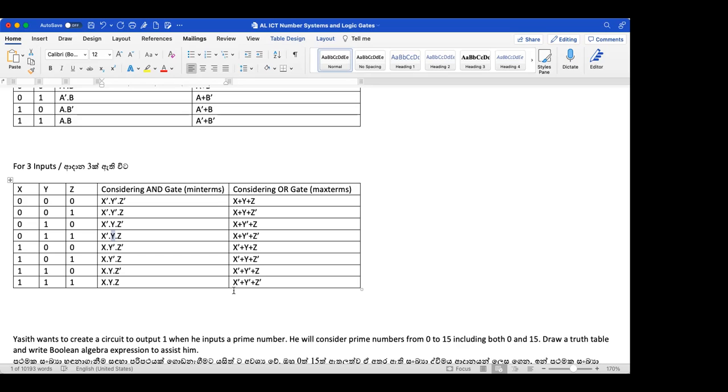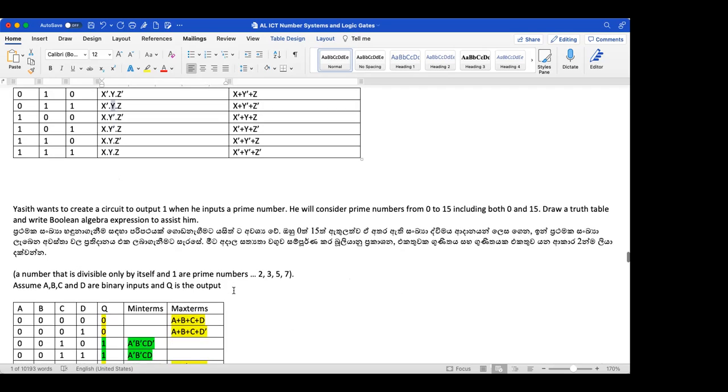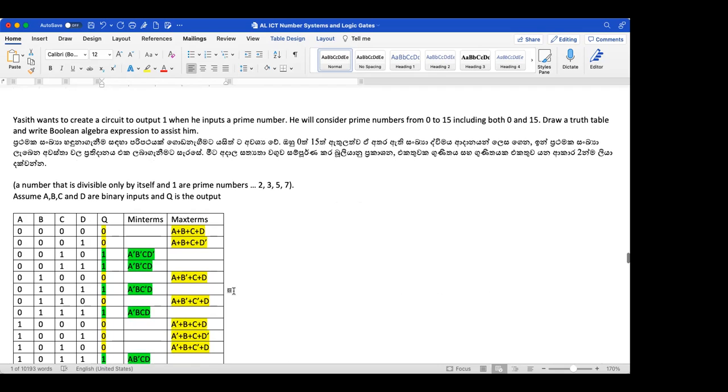Then once you understand, it's very, very easy to create truth tables and also the circuits. Because to solve the problems, easily we can use min terms or max terms. But now you are not going to write every min term and every max term.